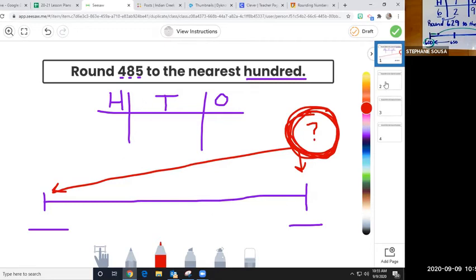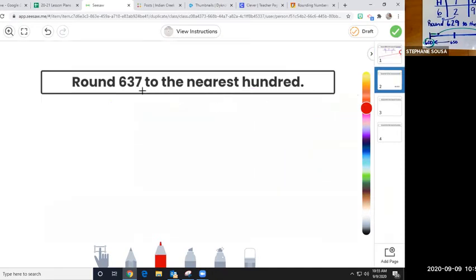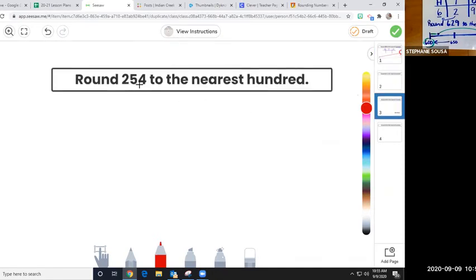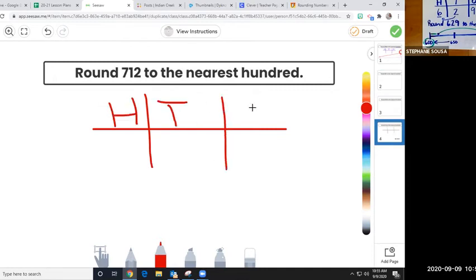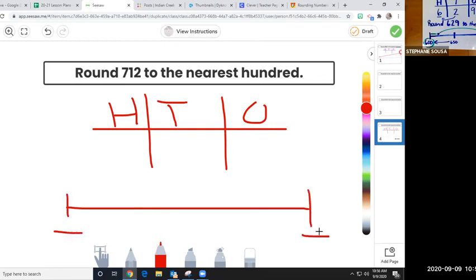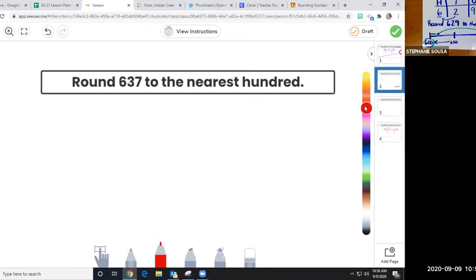I will see this on each page. For 485, I will see it, for 637, I will see it, for 254, and I will see it for 712. Every page will have a hundreds, tens, and ones place value chart. Every page will have a number line with benchmark numbers. Okay? What questions can I answer about this expectation?